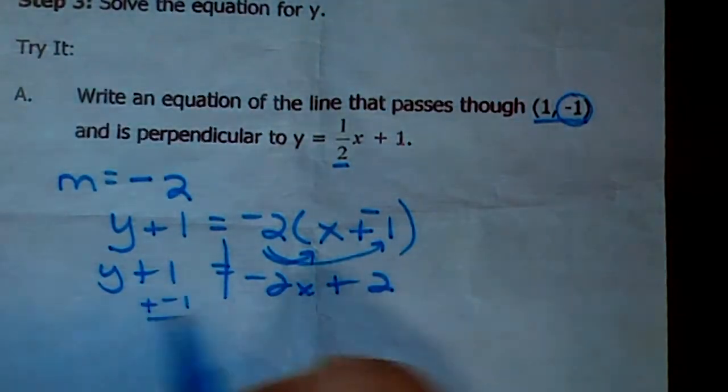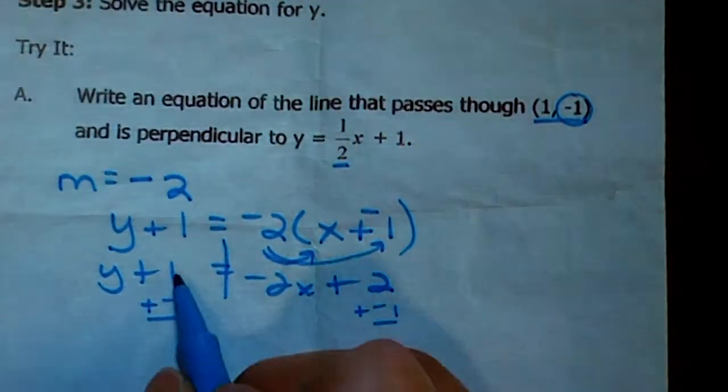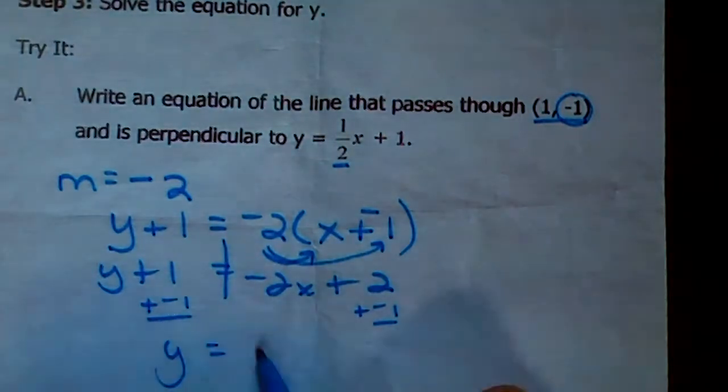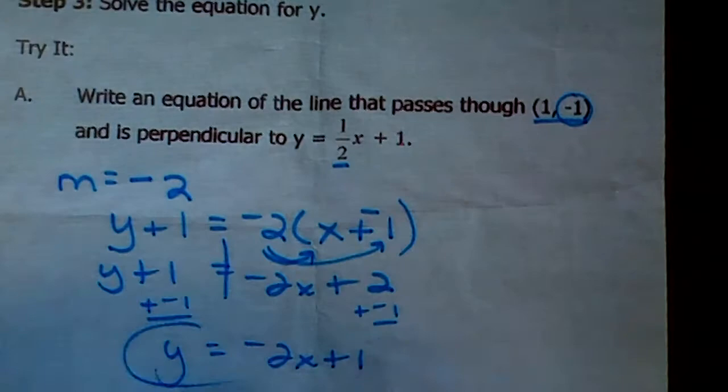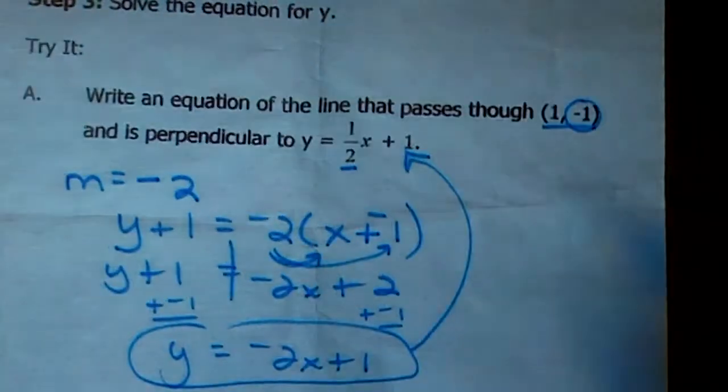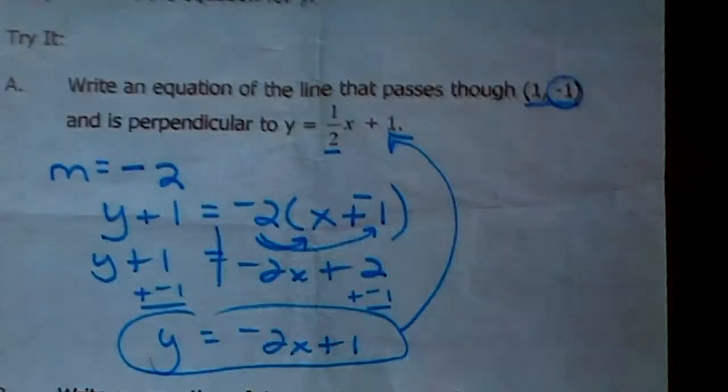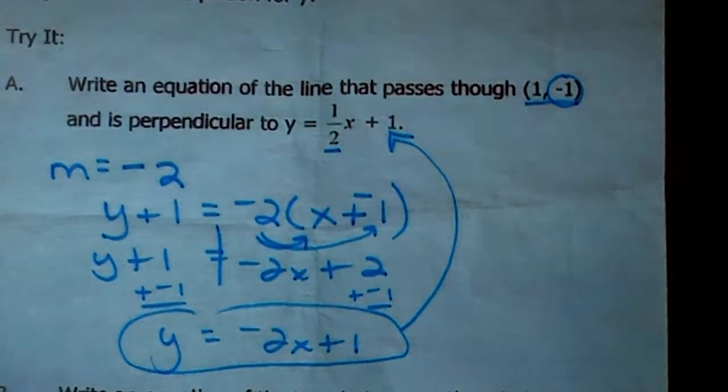I need to get rid of that positive 1 by adding a -1. So y is equal to -2x, and 2 plus -1 is 1. And this would be perpendicular to one another and pass through the point 1, -1.